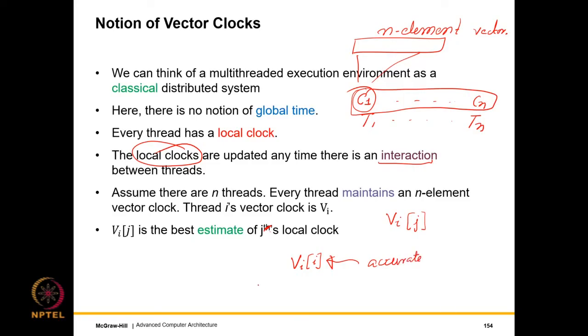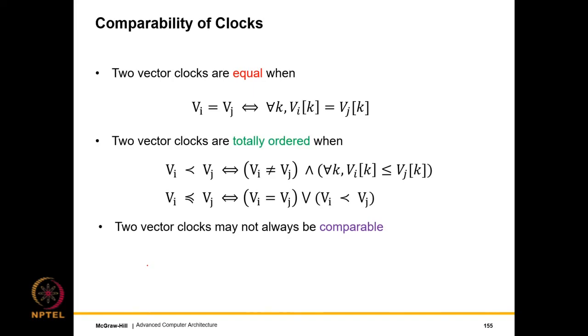But for any other element which is not equal to I, such as Vij, this is essentially I's estimate of J's local clock, which may not be that up to date or accurate. That said, Vi is I's local clock, and that is known as a vector clock. We will use this logic to detect data races. So we can define some more terminology and define an algebra on vector clocks.